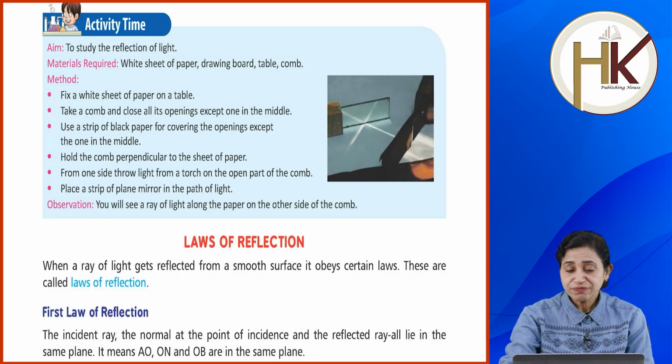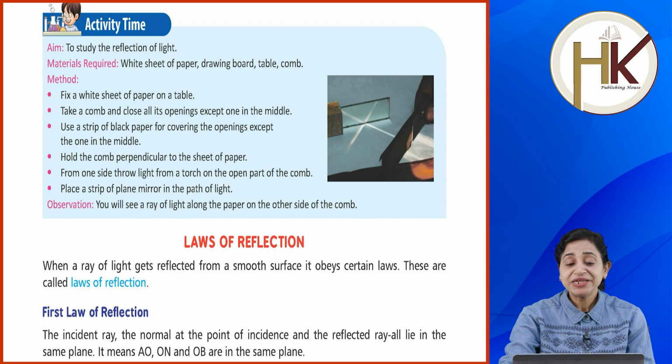Activity time. The aim is to study the reflection of light. Materials required: white sheet of paper, drawing board, table, comb. Method: fix a white sheet of paper on a table, take a comb and close all its openings except one in the middle. Use a strip of black paper for covering the openings except the one in the middle. Hold the comb perpendicular to the sheet of paper. From one side throw light from a torch on the open part of the comb. Place a strip of plane mirror in the path of light. Then the observation will be: you will see a ray of light along the paper on the other side of the comb.